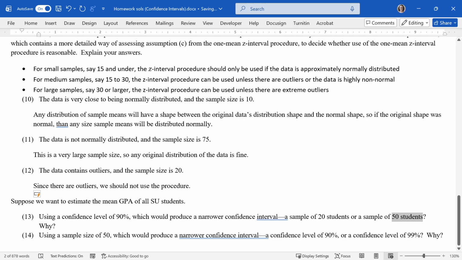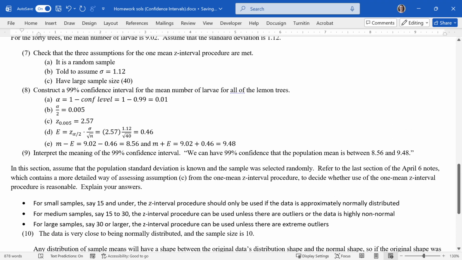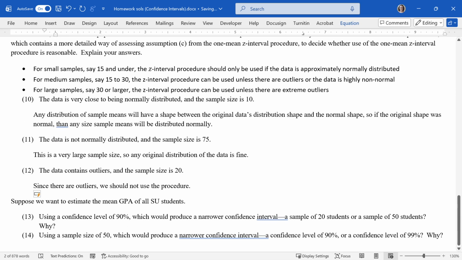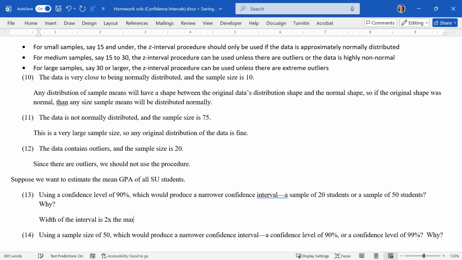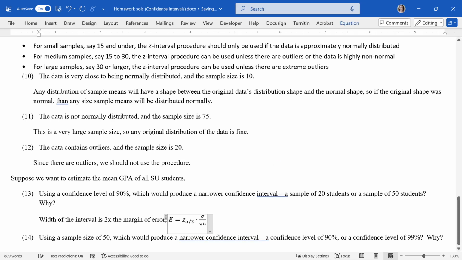But we can also drill into the math and look at why that is from a mathematical perspective. So the width of the confidence interval is 2 times the margin of error, because we go from the sample mean down by the margin of error, and then we go from the sample mean up by the margin of error. So it's really this margin of error formula that controls the width. And if we look at this formula, okay, so width of the interval is 2 times the margin of error, which has this formula.